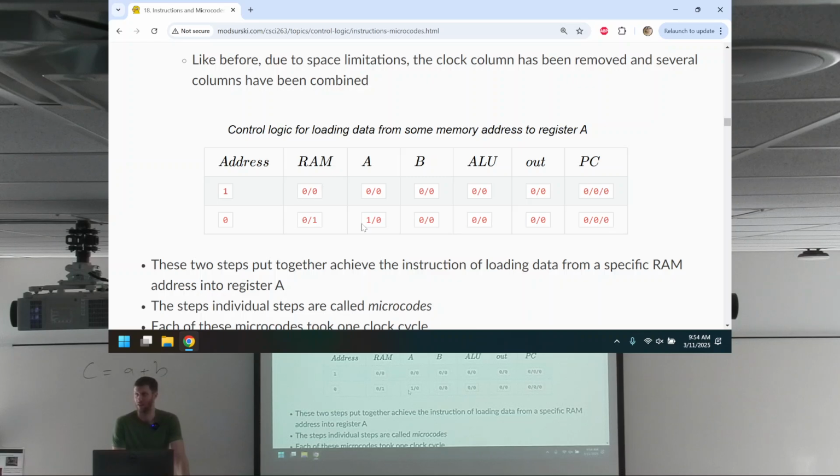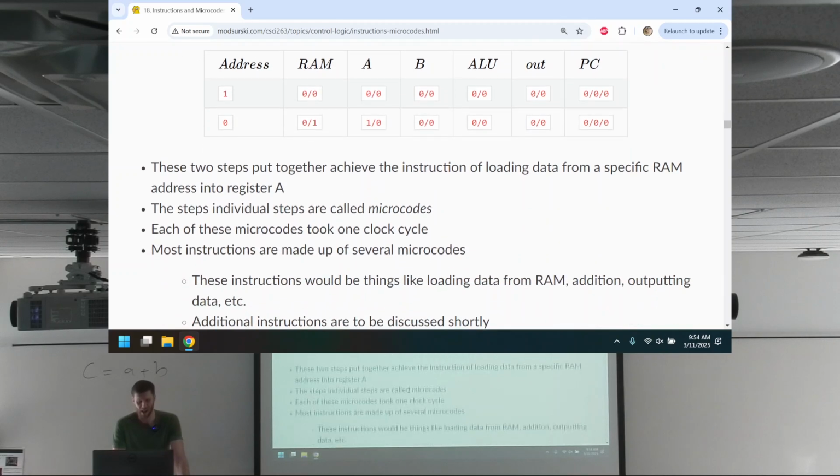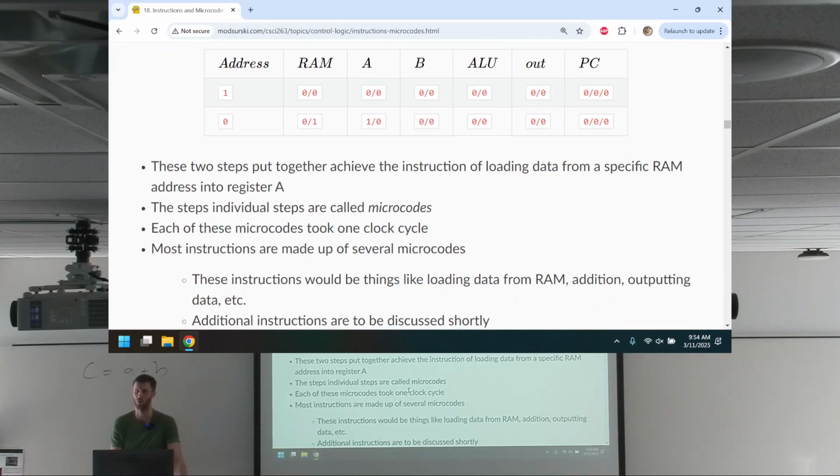Any questions? It was a good question. I think a lot of these things will become more clear once we start talking about the specific instructions that we might want and then how we implement those things.